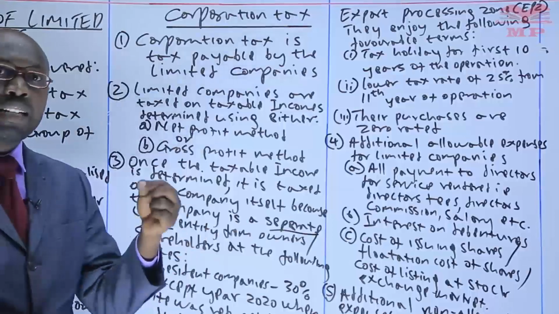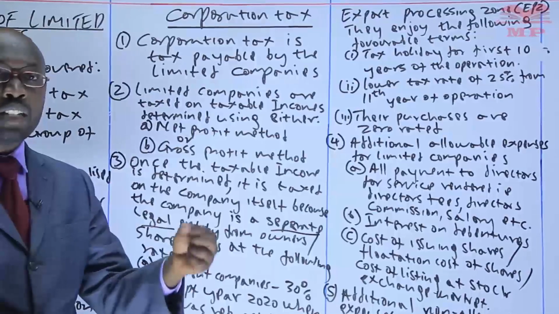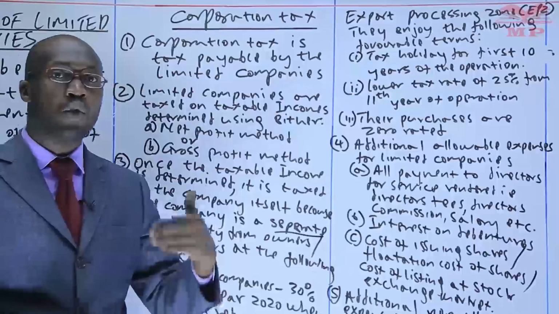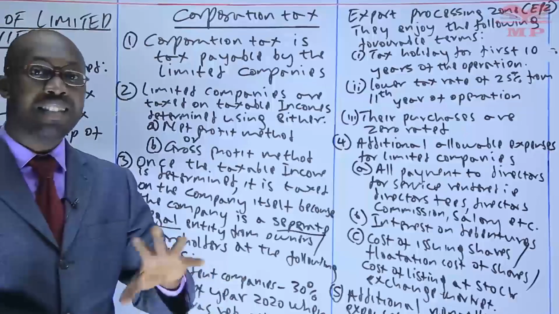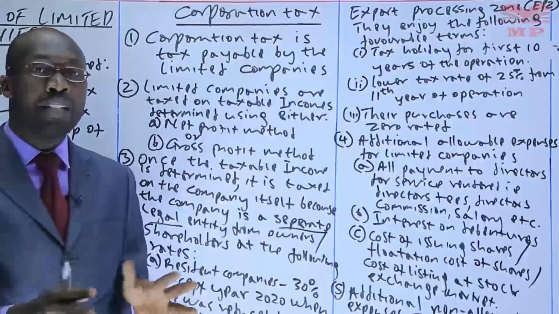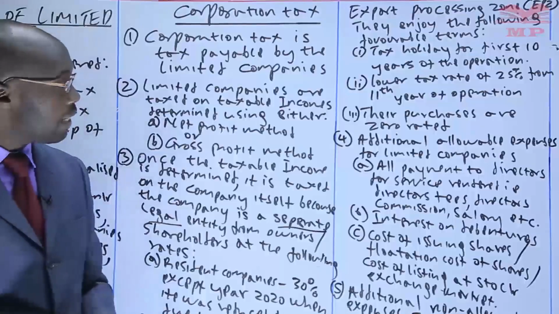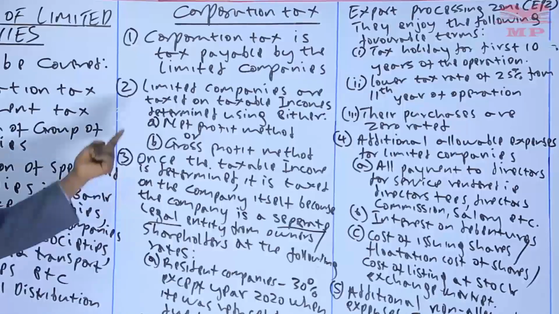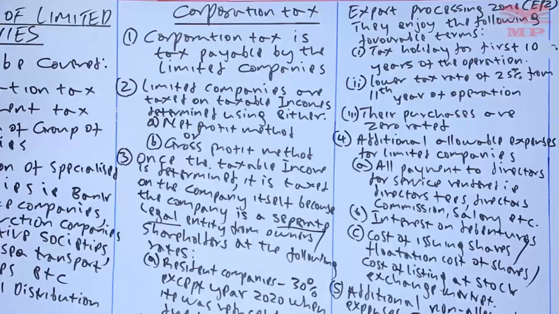We are going to learn that supplies to the export processing zone entities are usually zero rated. That will mean that even if something was chargeable VAT, don't charge it. Charge it at 0% when you supply to export processing zone. So that means that they don't pay VAT generally. That was point number 3 that you need to know when you are determining the corporation tax.